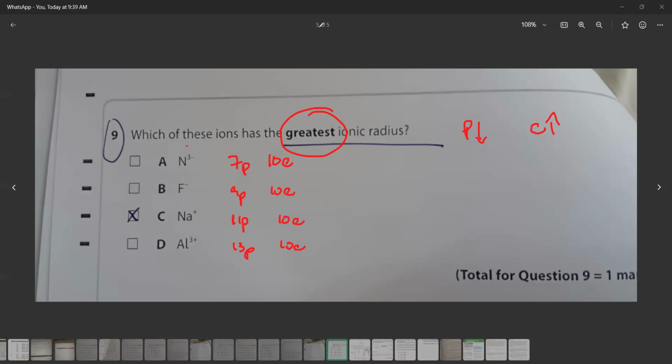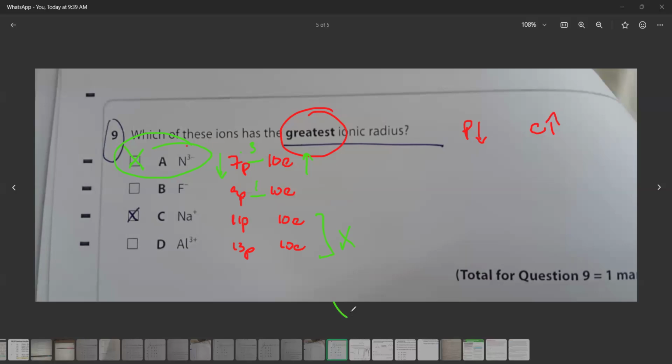So to have the greatest ionic radius, it should have fewer protons and more electrons. The difference between protons and electrons is 3 here, because the electrons should be more. So these two cannot be options. We are left with A or B, but this has a difference of 1 and this has a difference of 3. So nitrogen has the greater ionic radius. The smallest one will be aluminium.